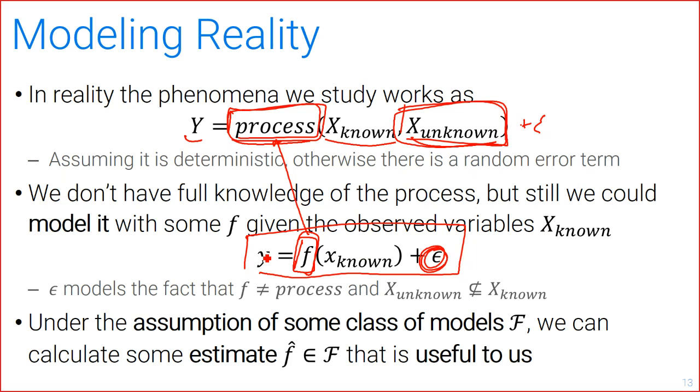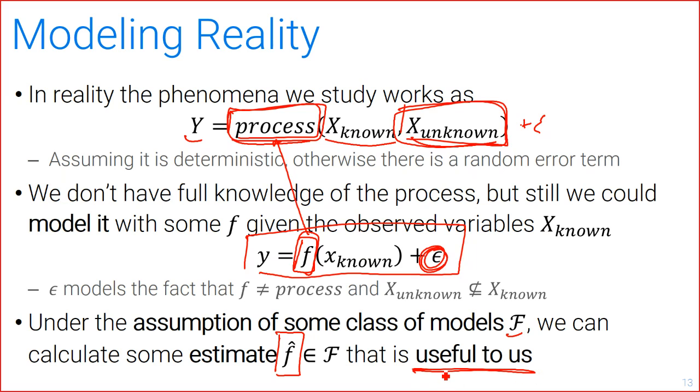Now, of course, we can start saying something like, what is the class of models that we are going to employ? So let's refer to it as capital F. What is the class of models? We're going to see examples now. What is the possible class of models, the possible family of models that we are going to use? And the point is that out of those many possibilities, we are going to come up with the one, F hat, one estimate of the function from that class of models that is somehow useful to us.